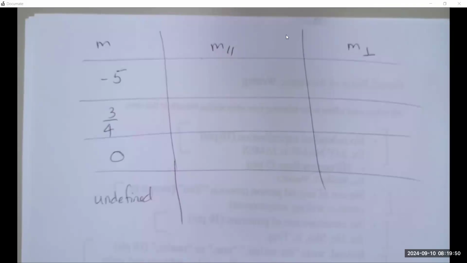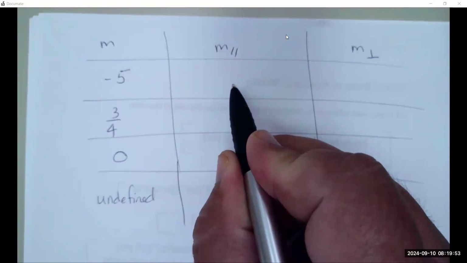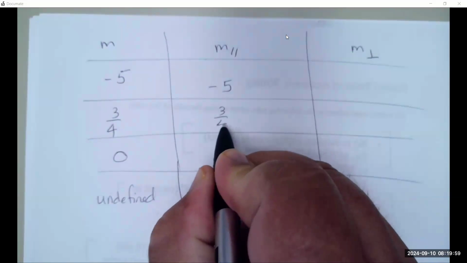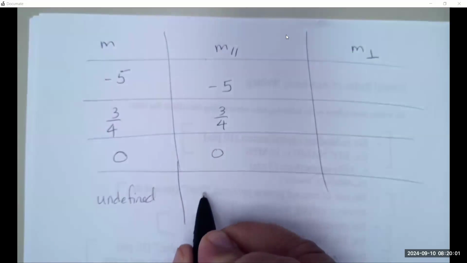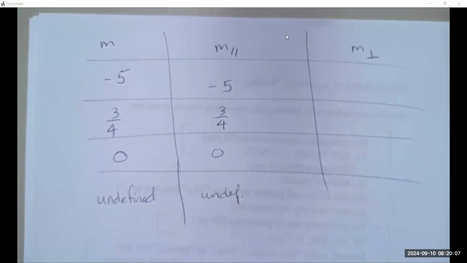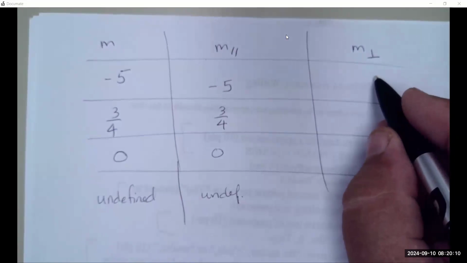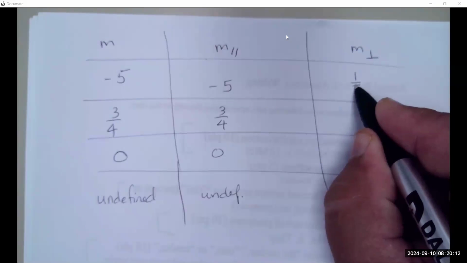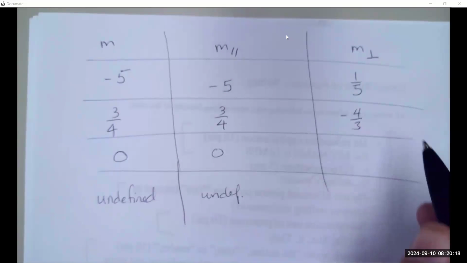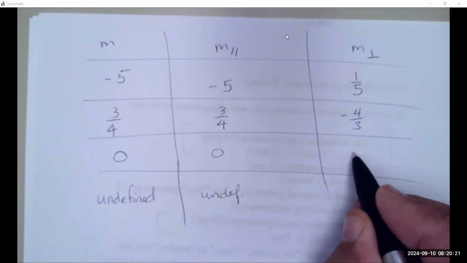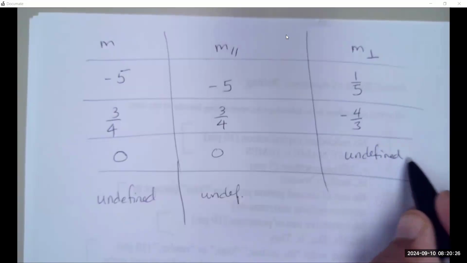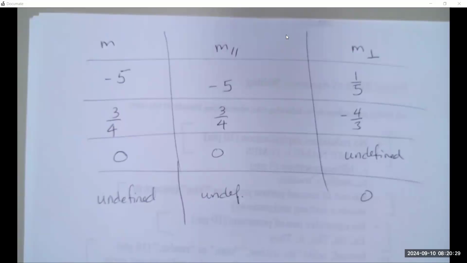All right, so let's look at the first column, the parallel. What's the first one? Second. Right, because parallel has the same slope. How about perpendicular? Good. And the last one? Right.